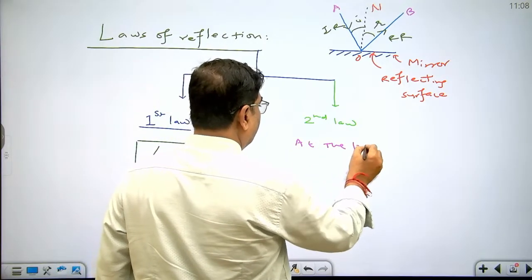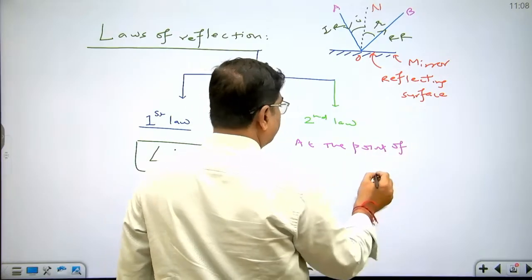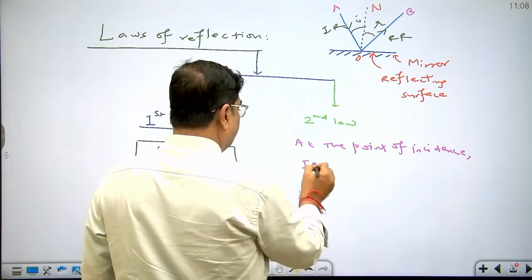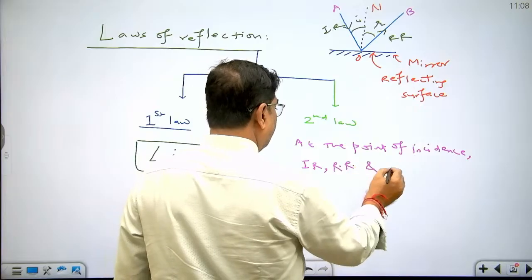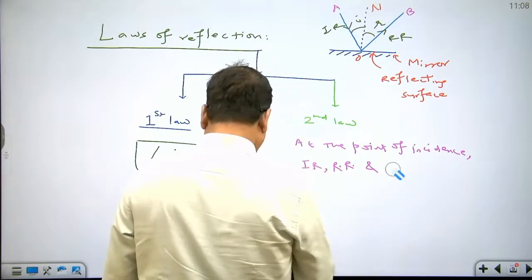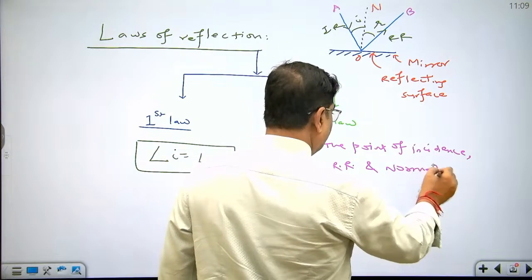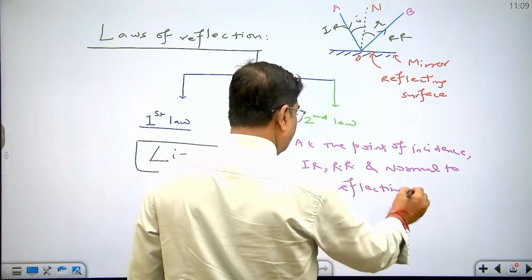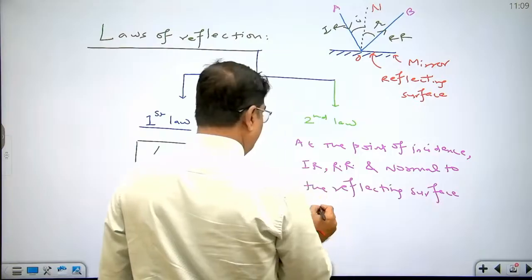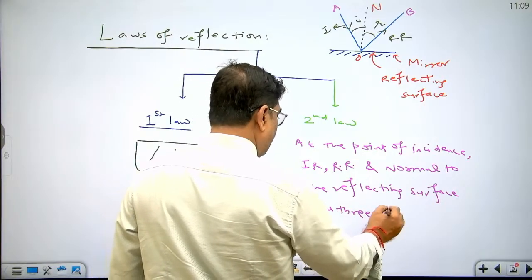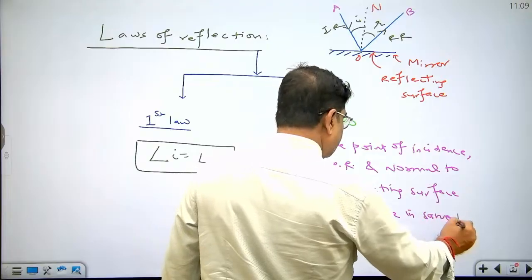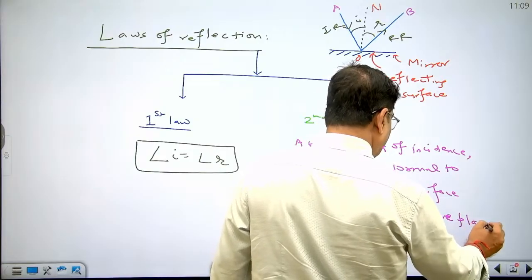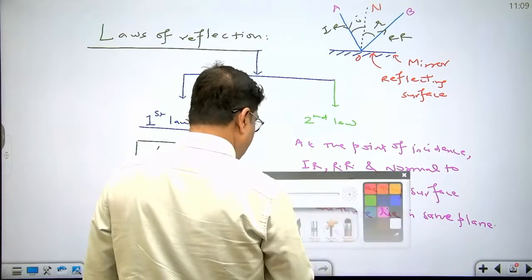At the point of incidence, the incident ray, reflected ray and normal to the reflecting surface, all three lie in the same plane. That is, they are coplanar.